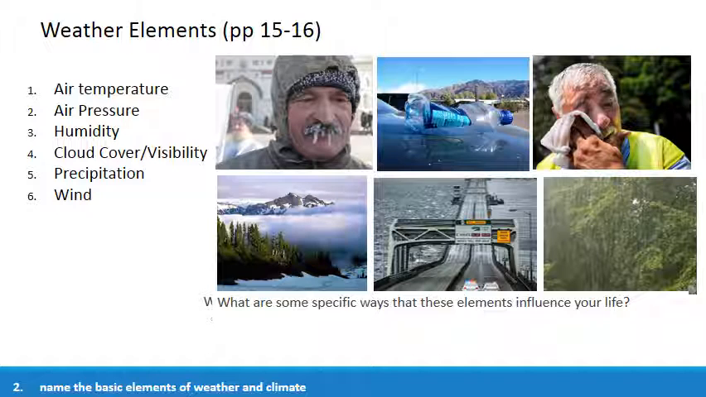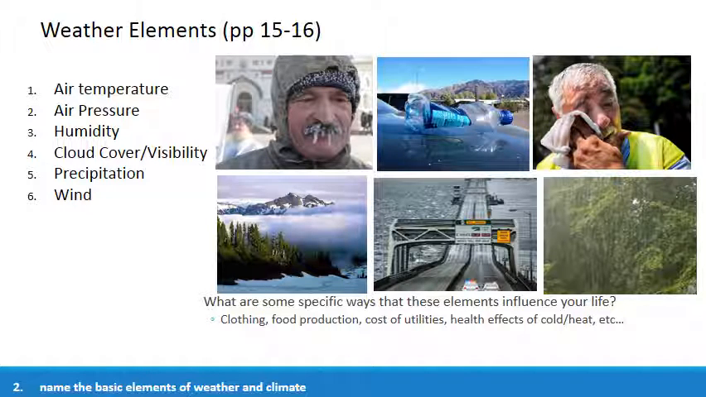These elements constitute the variables by which weather patterns and climate types are depicted. Although you'll study these elements separately at first, keep in mind that they're very much interrelated. A change in one of them often produces changes in the others. So if you followed along and you were doing a good job of this, I forgot that I added this question. What are some specific ways that these elements influence your life? The clothes you wear, what you plant in your garden, what you plant in your farm, the cost of utilities, the health effects of cold and heat, etc.